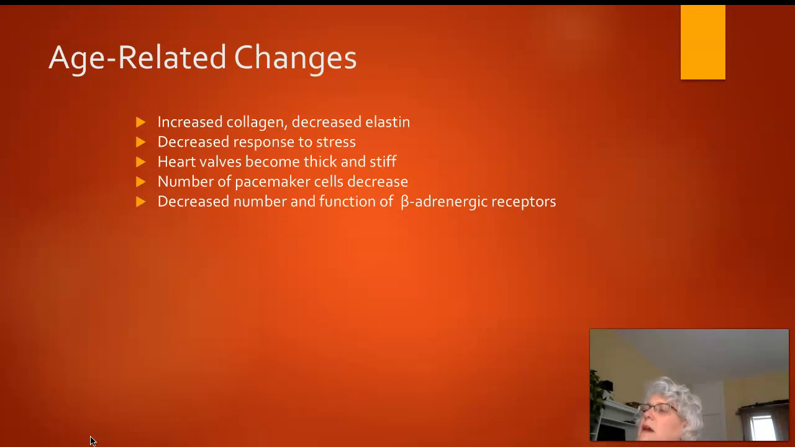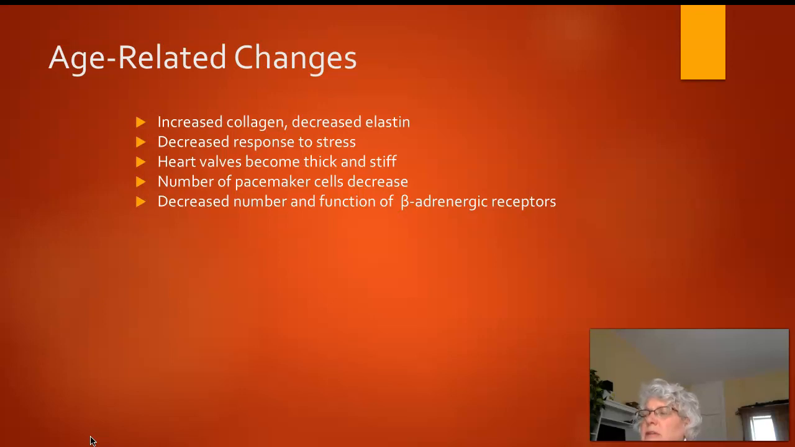Okay. The heart valves become thicker and stiffer, which we would refer to as stenosis. So this makes them not able to snap shut as efficiently. So you can have some cardiac regurgitation. And that makes for turbulent blood flow, which can complicate things. And that's what you're hearing when you hear a murmur when you listen to the heart.